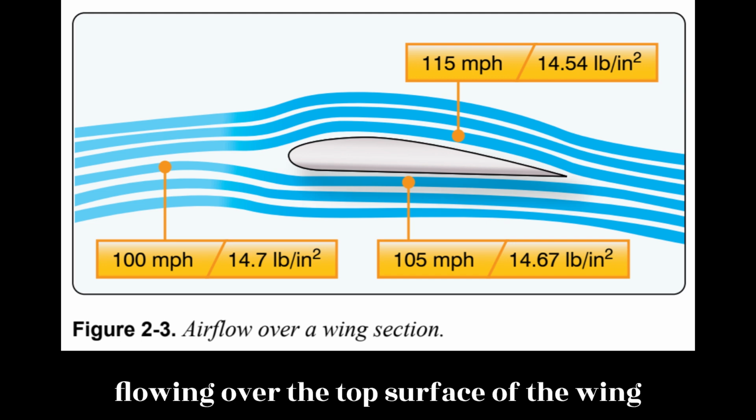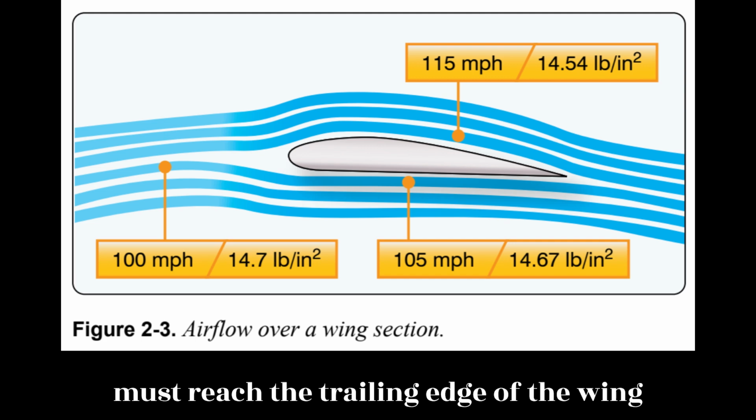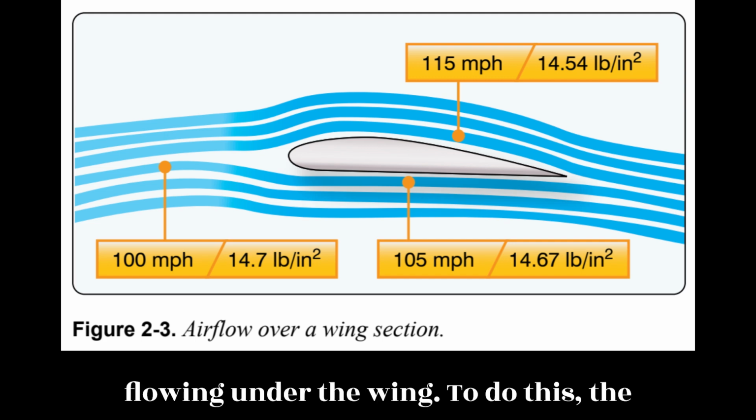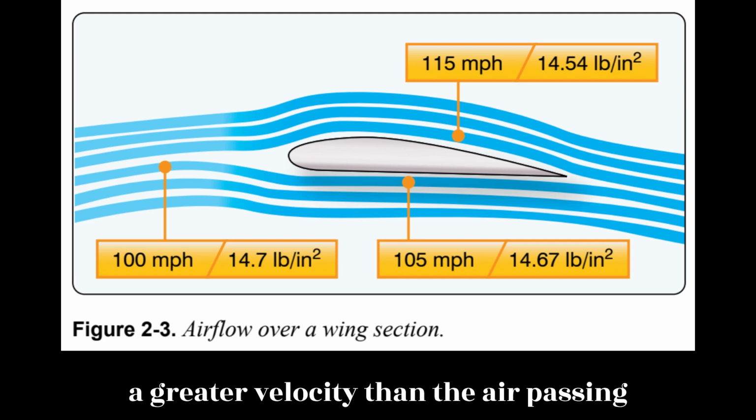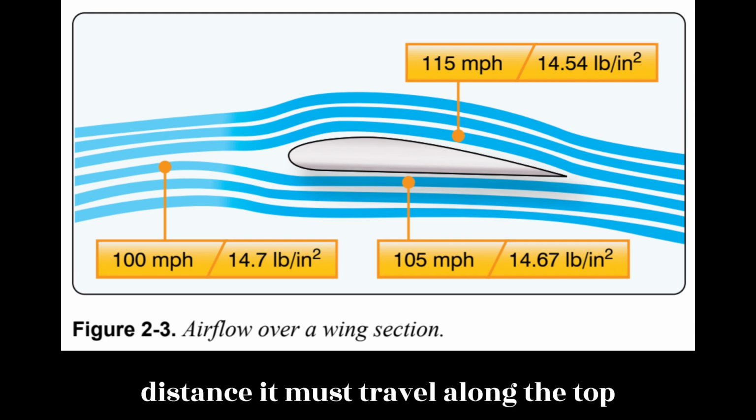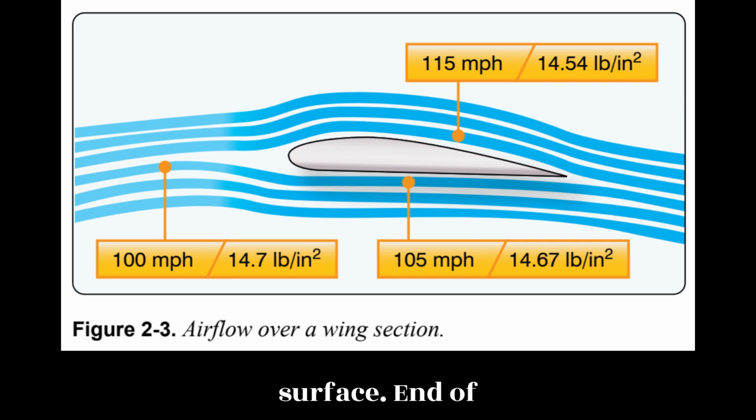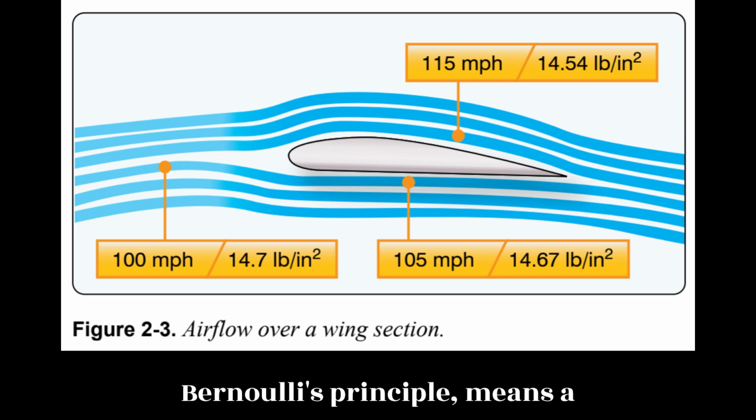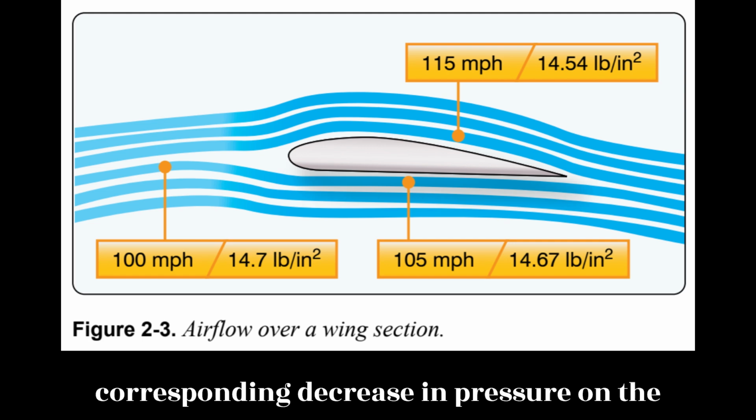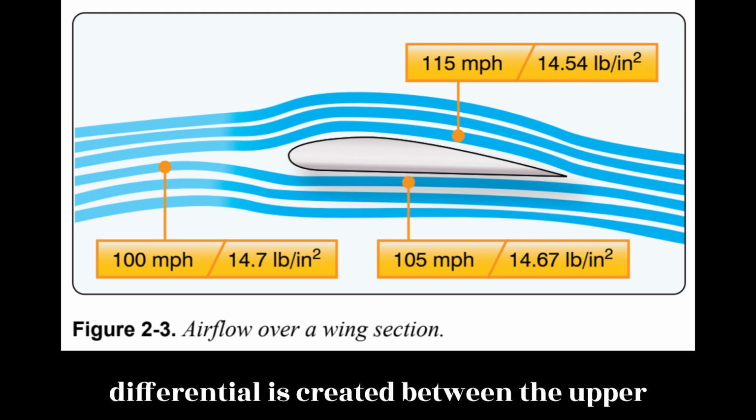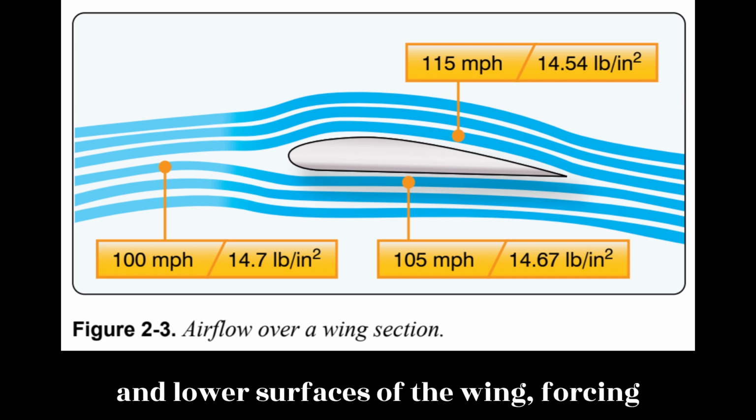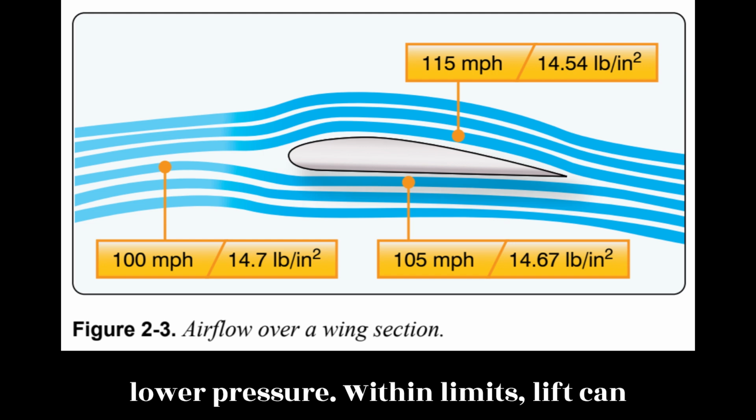Air flowing over the top surface of the wing must reach the trailing edge of the wing in the same amount of time as the air flowing under the wing. To do this, the air passing over the top surface moves at a greater velocity than the air passing below the wing because of the greater distance it must travel along the top surface. This increased velocity, according to Bernoulli's principle, means a corresponding decrease in pressure on the surface. Thus, a pressure differential is created between the upper and lower surfaces of the wing, forcing the wing upward in the direction of the lower pressure.